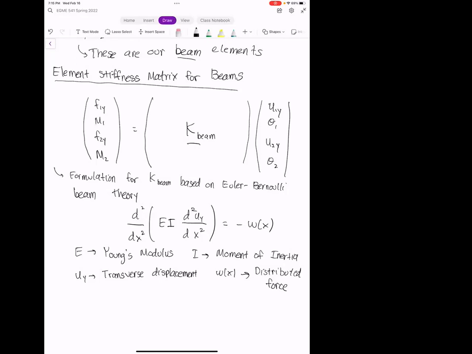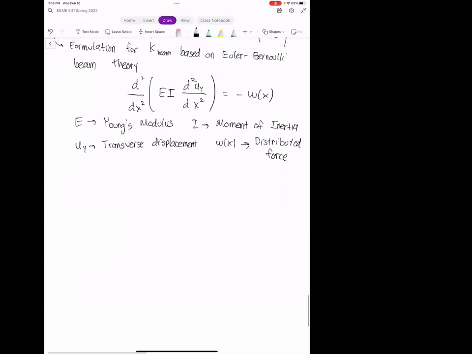There's a derivation out there which takes this equation, and then you get the element stiffness matrix from that. Just because we had a little bit of technical difficulties today, I'm going to skip that derivation and go right to the result. So the element stiffness matrix for a beam, after the magic of math, is the following matrix.